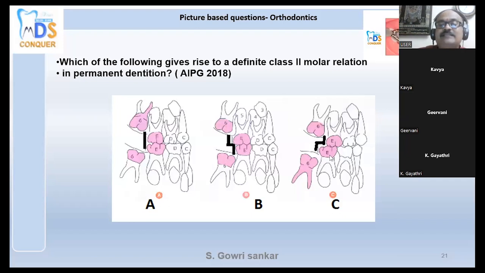You take the mesial side. Compared to the upper E, the lower E is a little bit distal. That clearly indicates that the maxillary dentition is ahead. It is a class 2 condition. Here we can see the lower E is ahead of the upper E towards the mesial side; that is called a mesial step. Here we have the flush terminal plane.